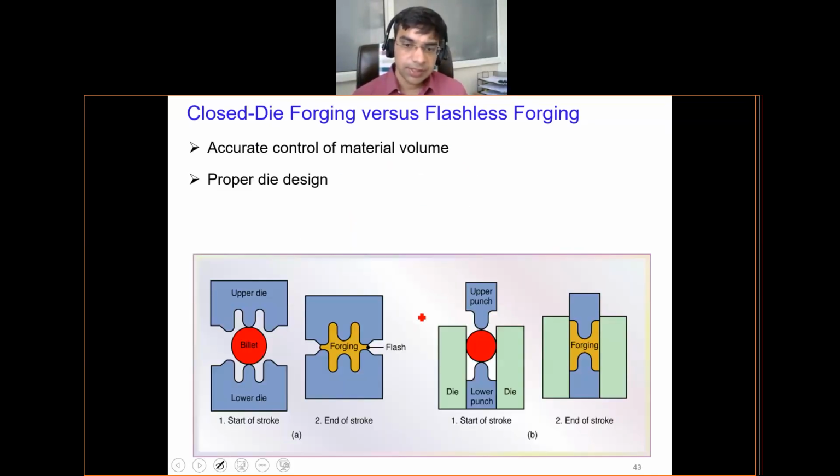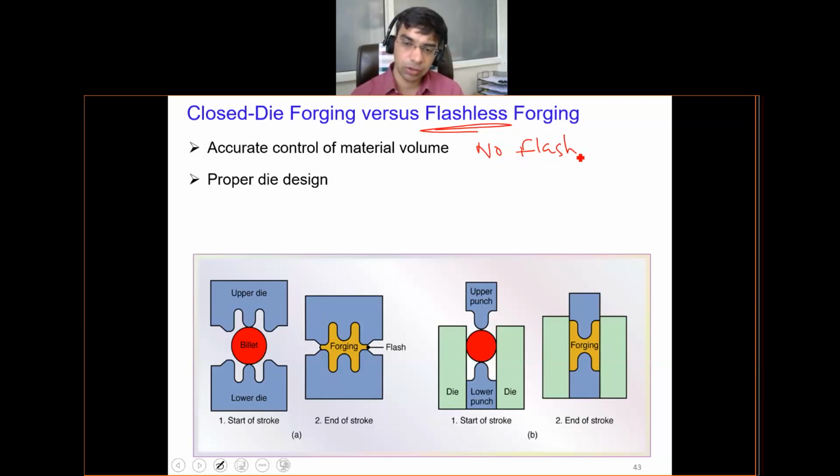There are other processes where you can completely eliminate the flash just by changing the shape of the die. Those are known as flashless forging processes. Flashless means no flash will be produced. Flash is essentially wastage of material, which is not desired.